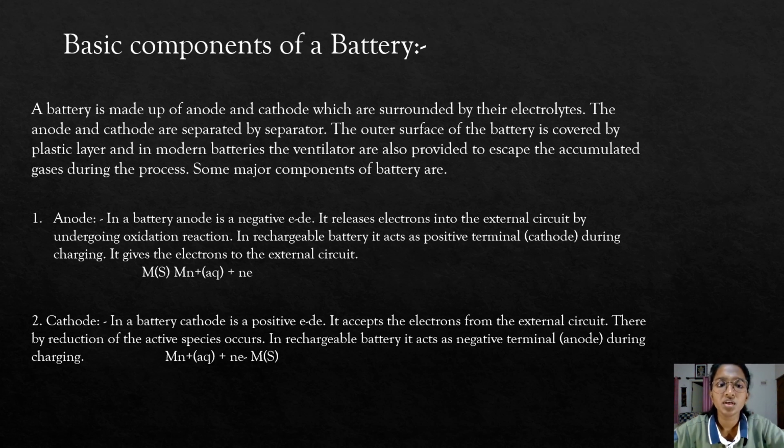Anode in a battery is a negative electrode. It releases electrons into the external circuit by undergoing oxidation reaction. In rechargeable battery, it acts as positive terminal, that is cathode, during charging. It gives the electrons to the external circuit. Next comes cathode. In a battery, cathode is a positive electrode. It accepts the electrons from the external circuit. Thereby, reduction of the active species occurs. In rechargeable batteries, it acts as negative terminal, that is anode, during charging.